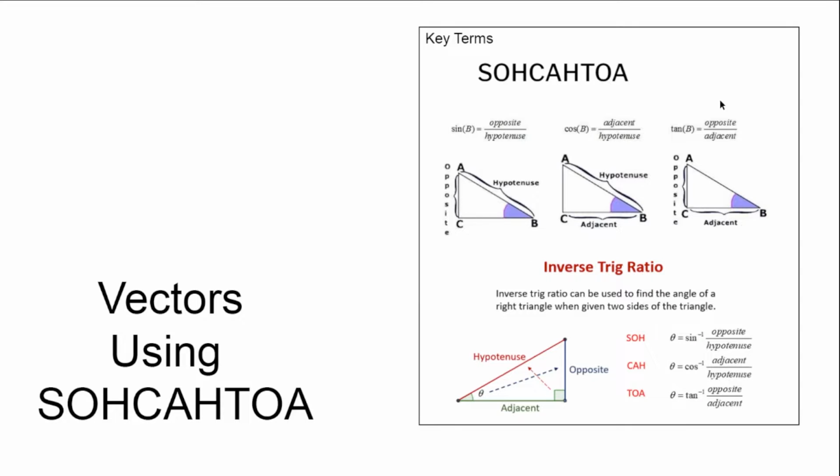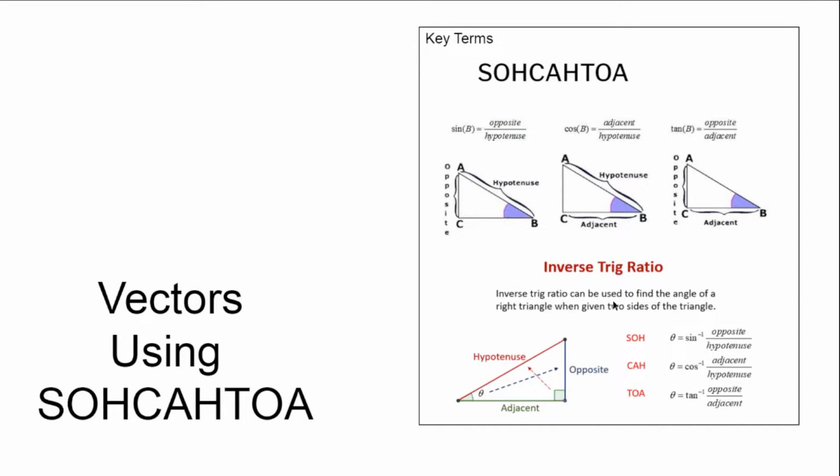These are how we can find one of these values. We can find opposite, hypotenuse, or adjacent. We could find opposite using sine if we had hypotenuse, or we could use tangent if we had adjacent. And we could find hypotenuse if we had opposite or adjacent. If that makes any sense. It's pretty confusing.